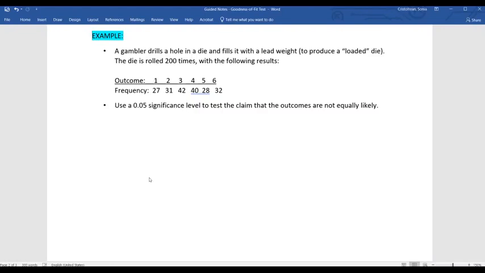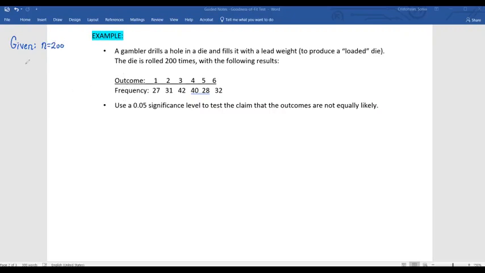Use 0.05 level of significance to test the claim that the outcomes are not equally likely. So let's see, how do we write down the hypothesis? But first, we will write down the given information. Well, we don't really have too much. We know that the die is rolled 200 times, and we have the results right here.